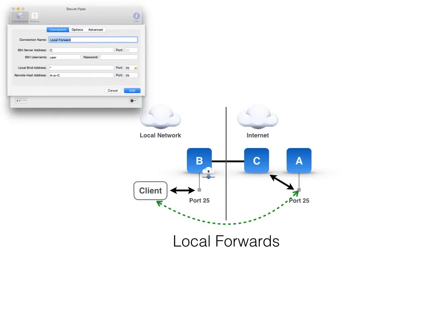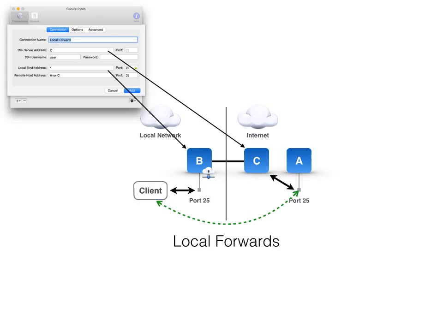Similar to the remote forward, you give it a name, you give it the SSH server that you want to use, username, and password. You tell it where you want to bind to. In this case, we want to bind to star, and star means that any client on the internal network can access it. If you put localhost or 127.0.0.1, that would mean just the B server itself would be able to access it. And then you give it a local bind address. In this case, we're talking about port 25.